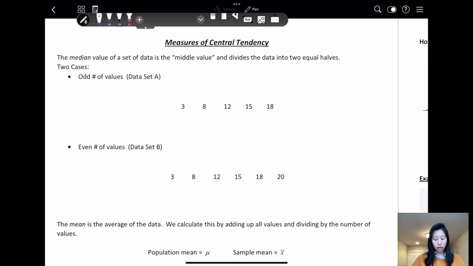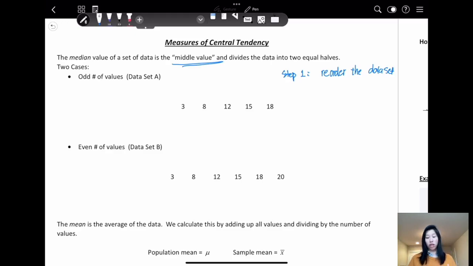First of all, let's talk about what the median is. The median value of a set of data is the middle value, and it divides the data into two equal halves. Basically, the median is the value in the list ordered from the smallest to the largest. So your first step is always to reorder the data set from the smallest to the largest and find the middle.